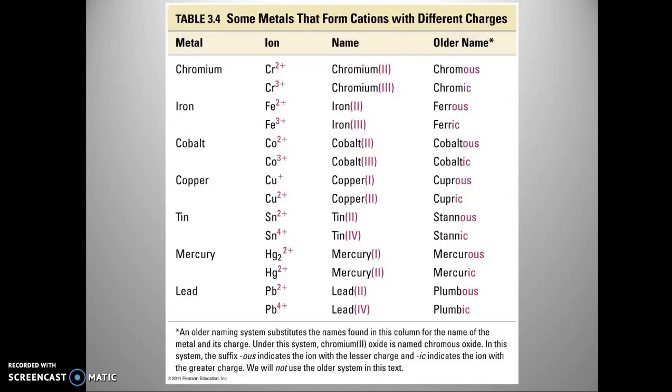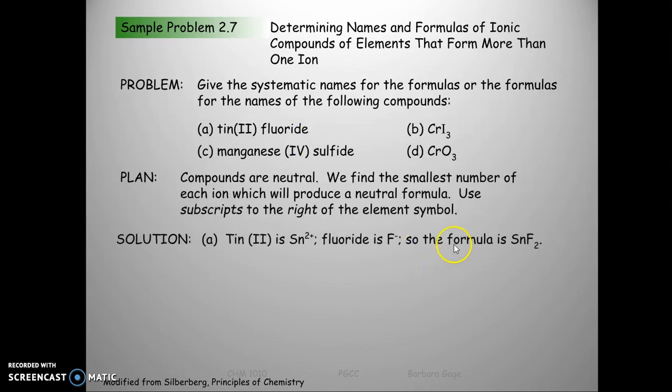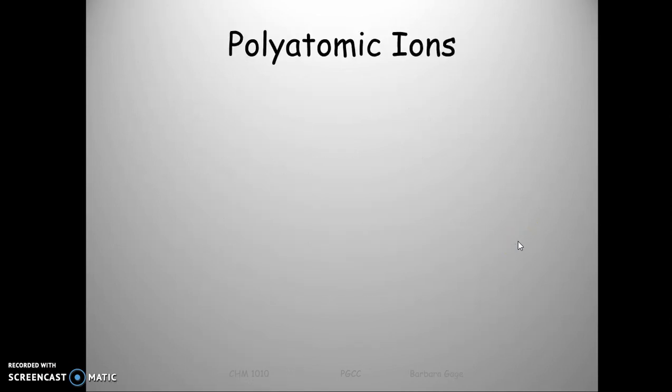Here's a chart that has some common metals that have different charges, and I'm going to give you guys this as a resource for your binder. For example, if we had tin 2 fluoride, we know that this tin takes a 2 plus charge. Fluoride is a halogen, it's in group 7, so that's going to be a 1 minus charge. So the way that would look, we would have Sn for tin, F for fluorine, and again it just takes the charge of the opposite atom. I'm going to skip the rest of those.